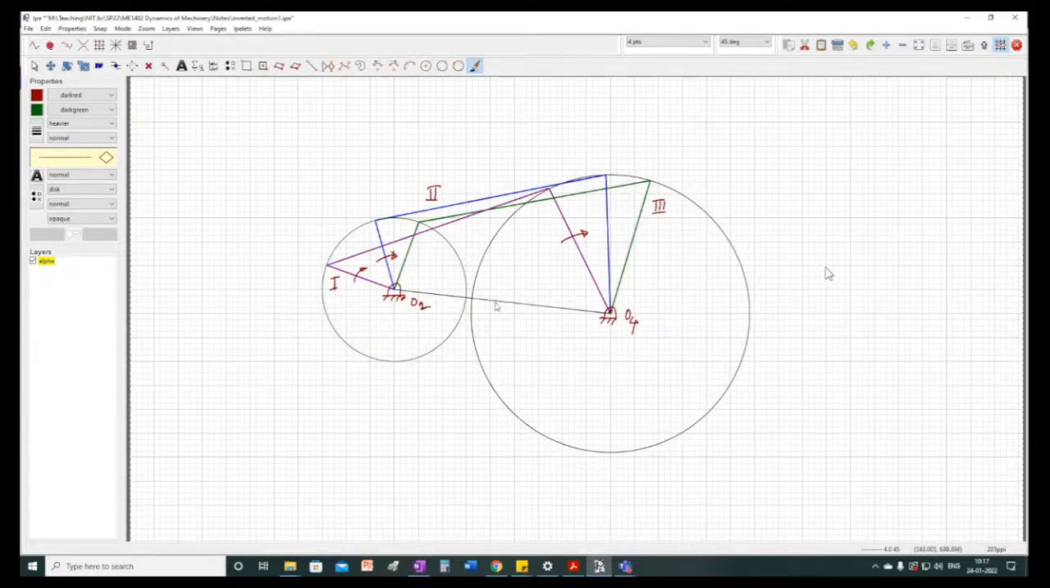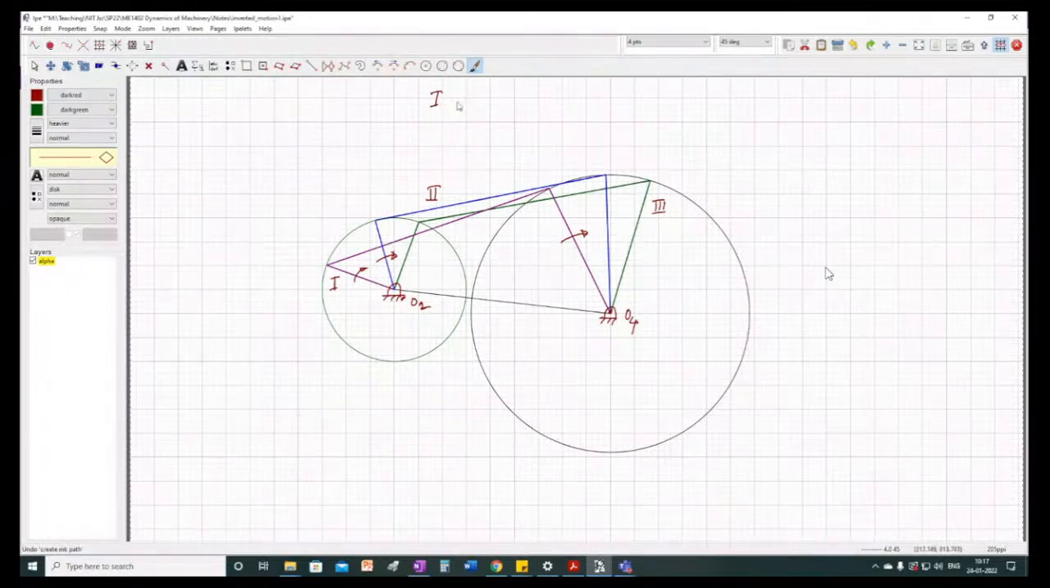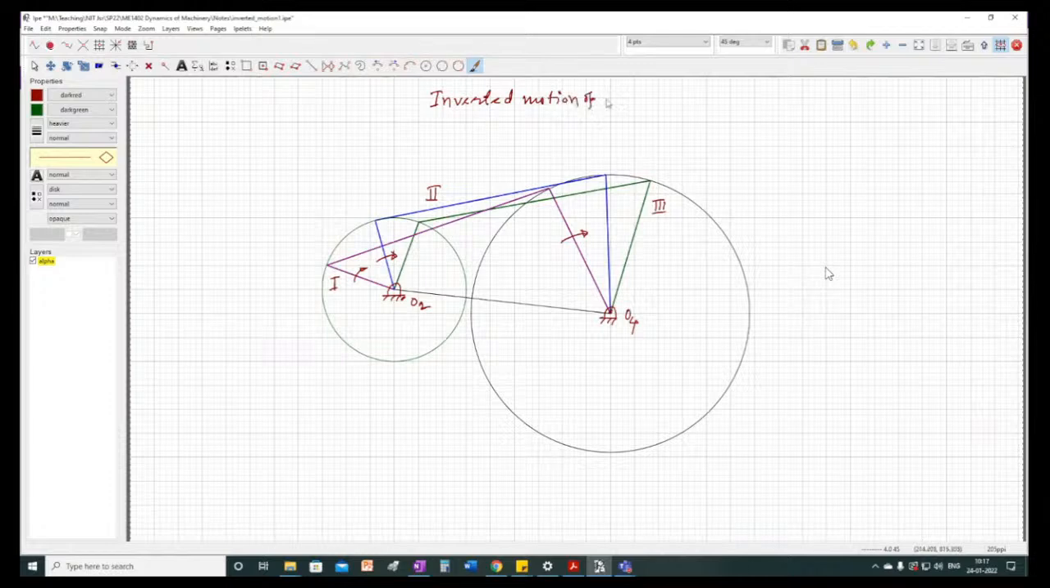Yes, sir. Now we want to show you the inverted motion of the mechanism with respect to link 3.